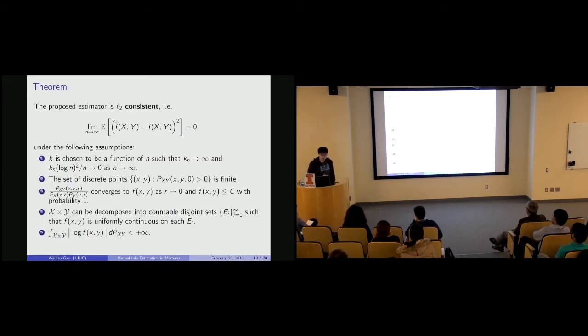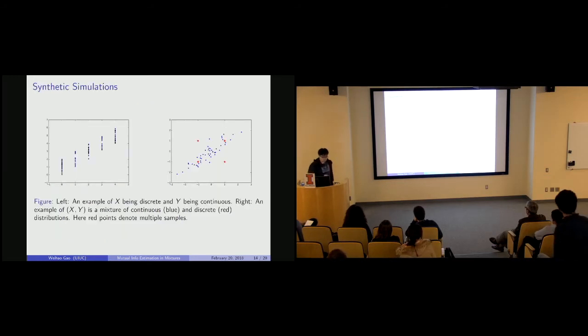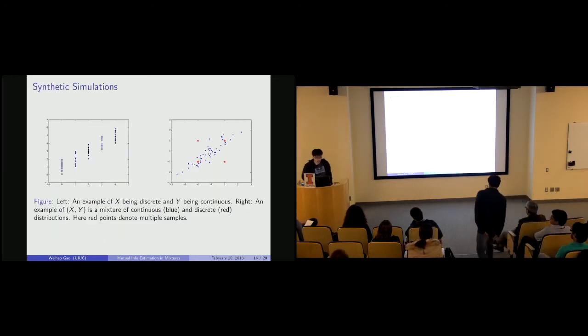And we could also show that for any distribution such that the mutual information is well defined, our estimator is consistent under these assumptions. For these assumptions, I want to point out number one is that k is a function of n which increases, but not so fast. And 2, 3, 4 are some technical assumptions, but I was able to show that all the cases I showed in the previous slides satisfy all these technical assumptions. So let's look at some simulations of our setting.